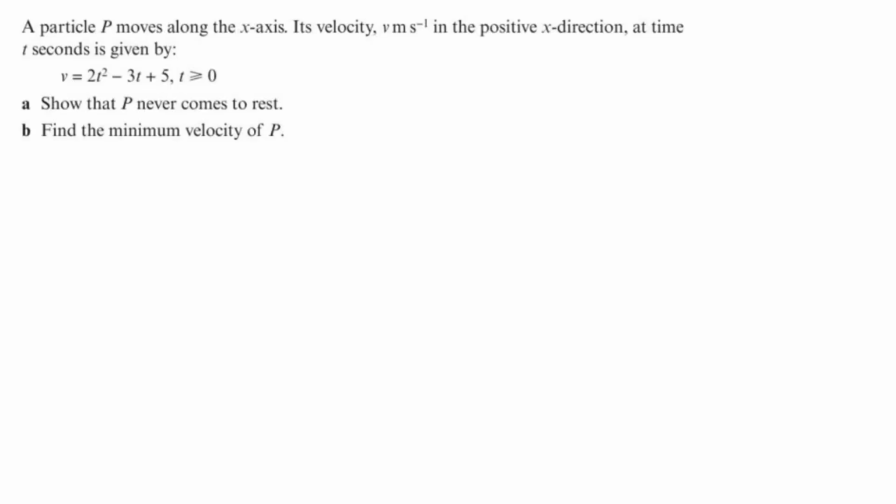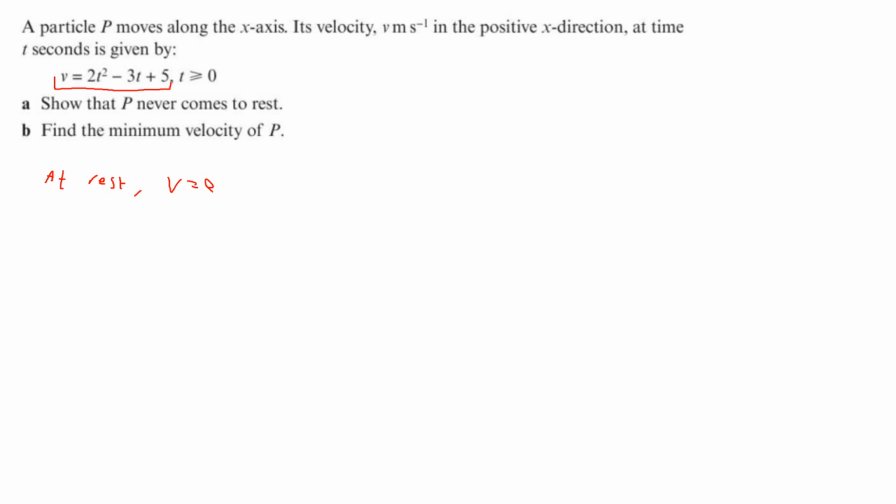Now let's take a look at this one. A particle P moves along the x-axis. Its velocity v in the positive x direction at any given time is that function. Show that P never comes to rest. Well, when P is at rest, what do we know about that? V is equal to 0.